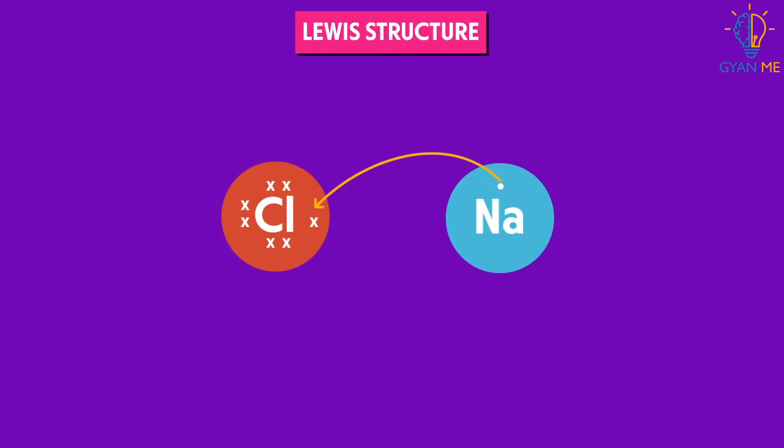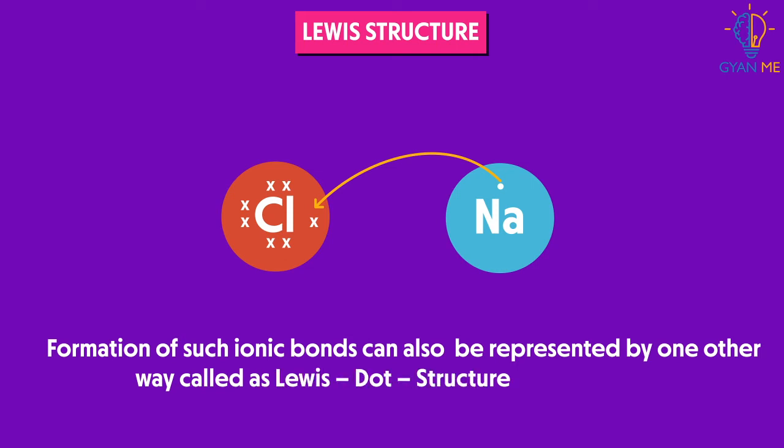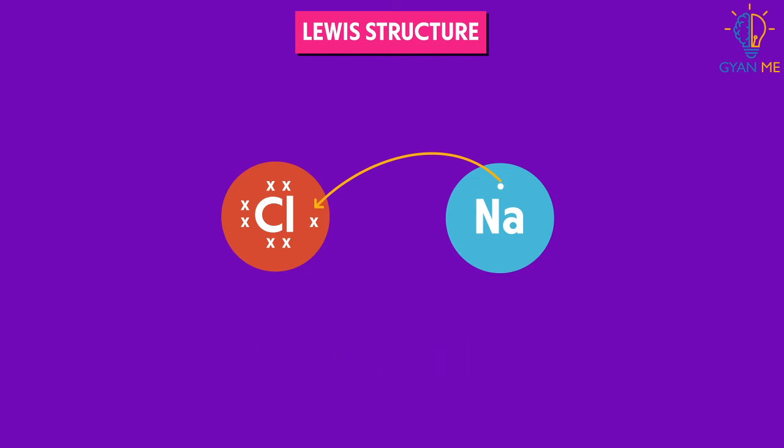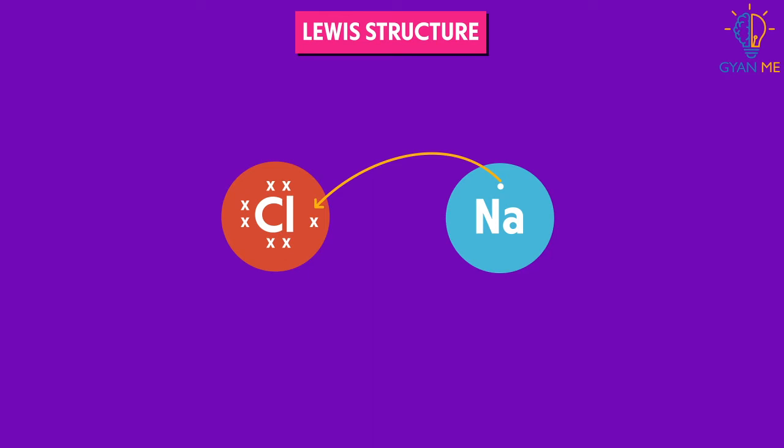Students, formation of such ionic bonds can also be represented by one other way called Lewis dot structure representation. Here, as the name suggests, electrons in valence orbit of an atom are shown using symbols like dots and crosses, while the exchange of electrons, that is give and take of electrons between two atoms, is shown by arrows.